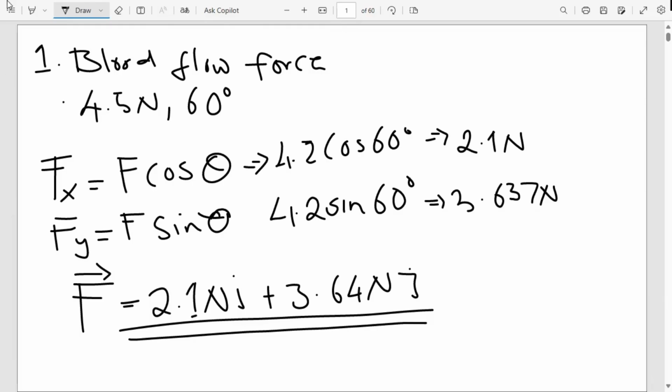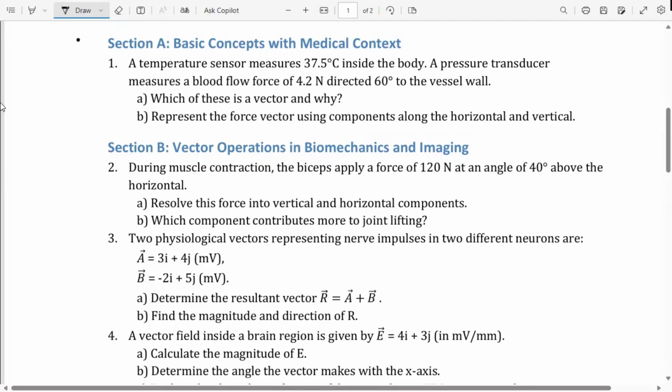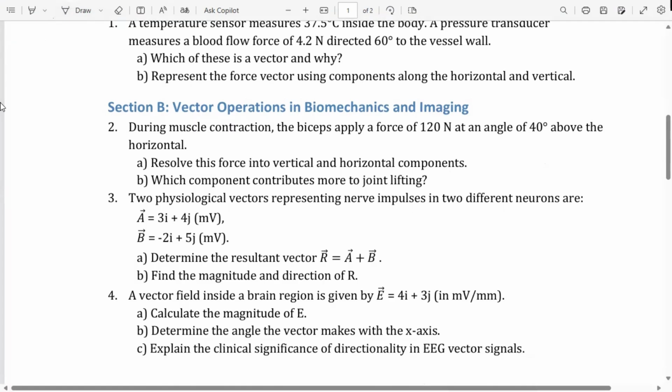Okay, let's go to question 2. Question 2 is saying, during muscle contraction, the biceps apply a force of 120 newtons at an angle of 40 degrees above the horizontal. Resolve this force into vertical and horizontal components. That's part A. Part B is saying which component contributes more to joint lifting. We have to understand the question in order to answer this one, because they're saying the biceps apply a force of 120 newtons at an angle of 40 degrees above the horizontal.